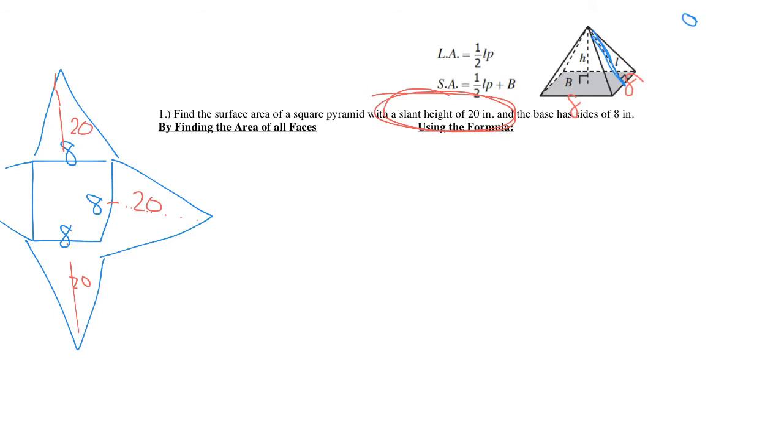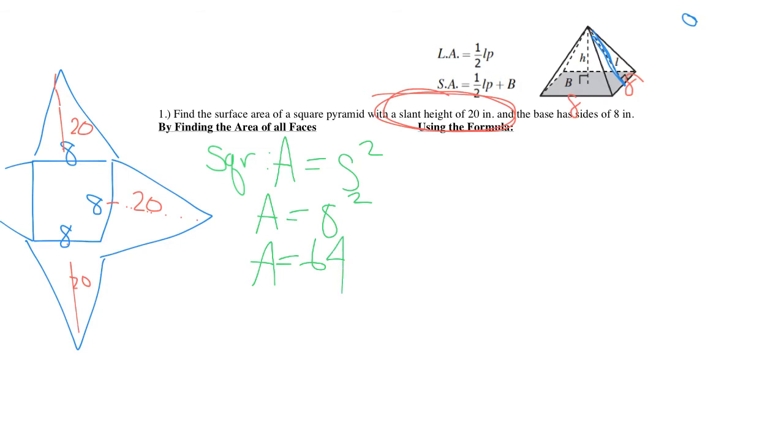Okay, so to find the surface area of each piece, let's start with the square. You can just use length times width, or you could even just use sides squared. They both are going to work for a square. So in this case, we've got 8 squared, or 8 times 8, which is 64.